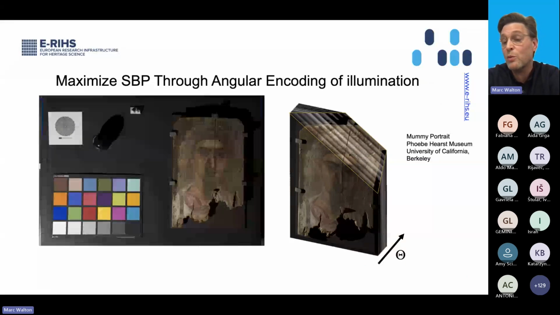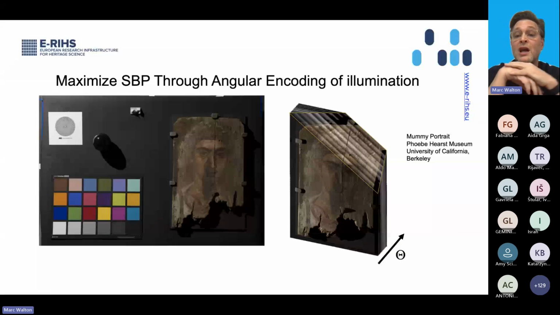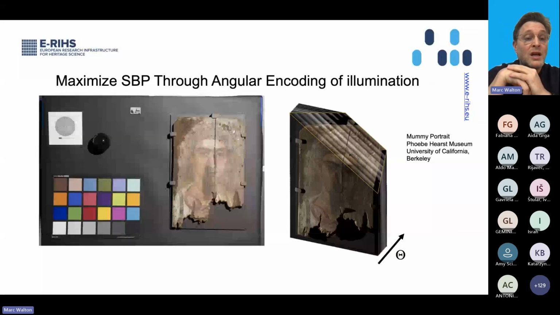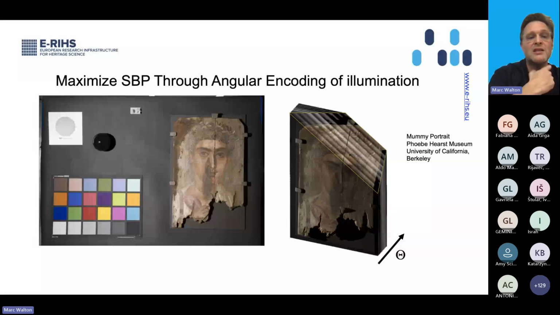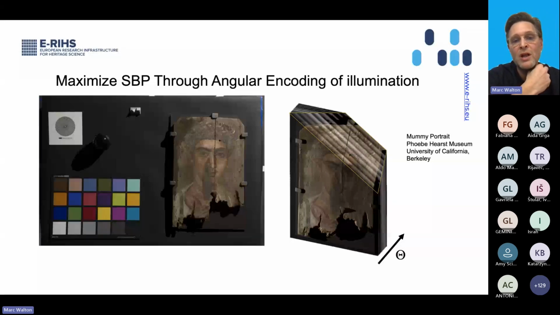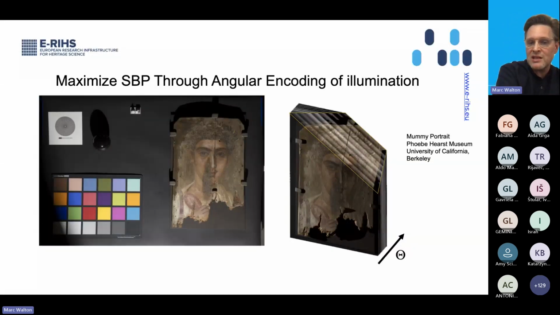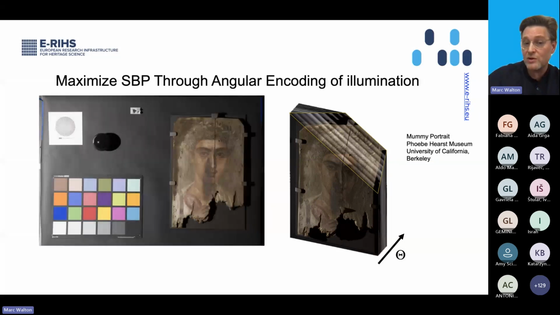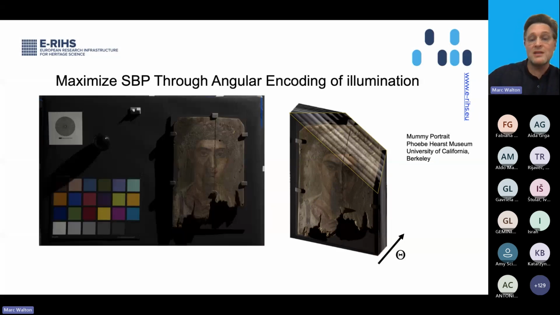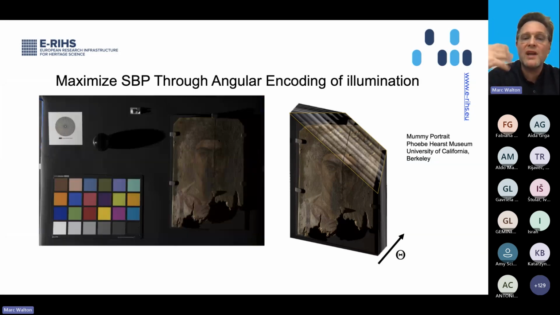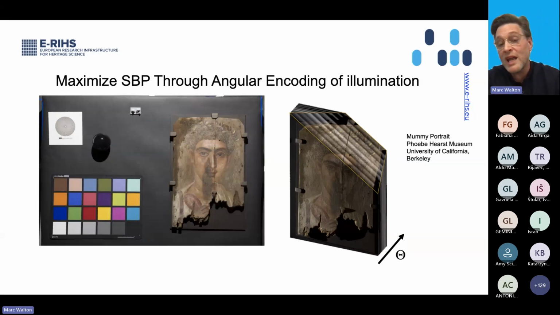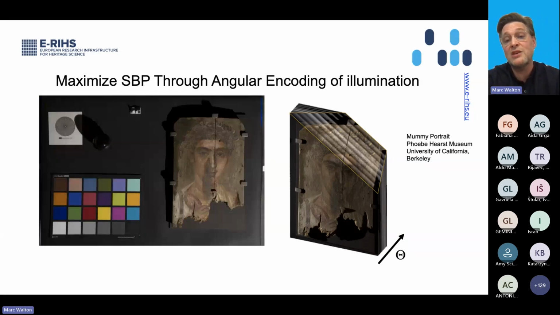This is a project that we worked on with the E-RIHS Museum at the University of California. And we can see that we are changing the angle of illumination, as one can see on this mirror ball. And we're seeing this portrait, this Fayum portrait, which comes from ancient Egypt, 2nd century AD, has all kinds of different ways of reflecting back to us according to what angle of light you're illuminating that scene with.